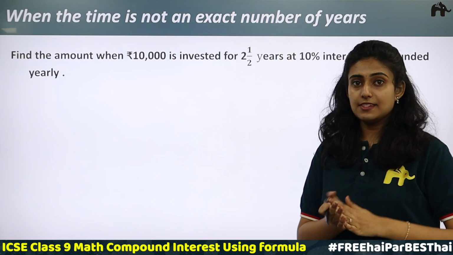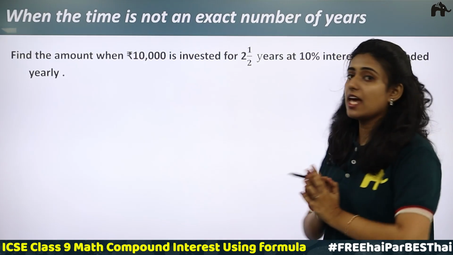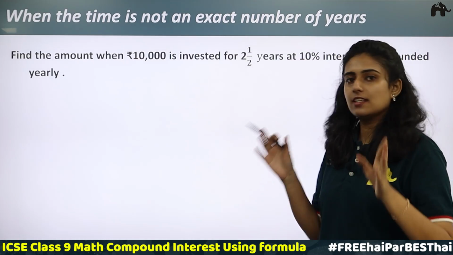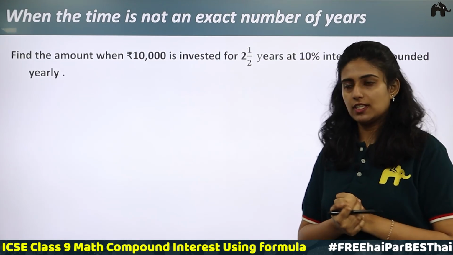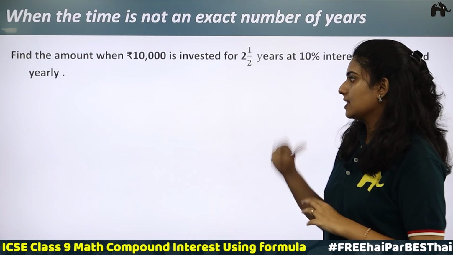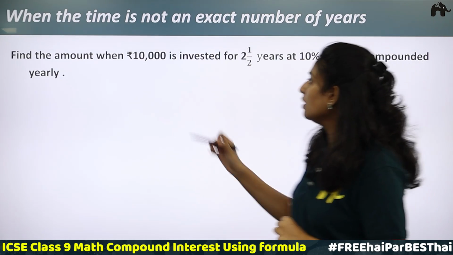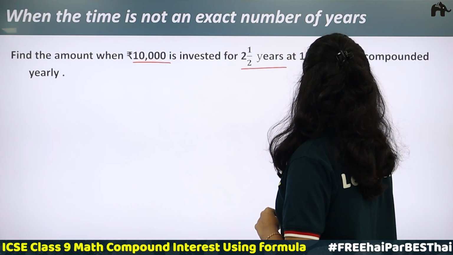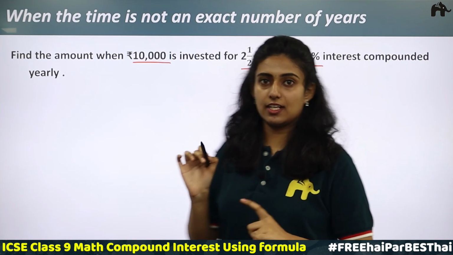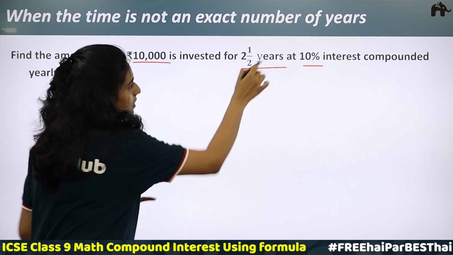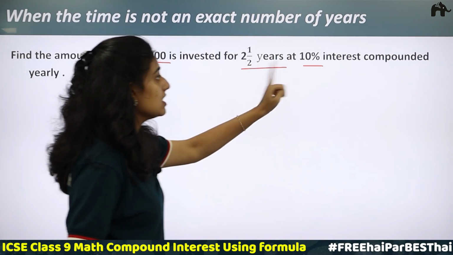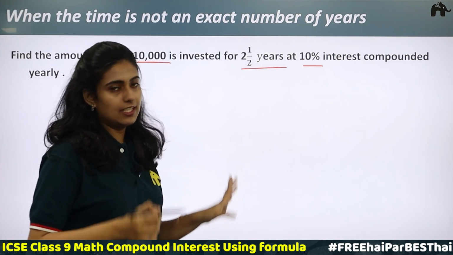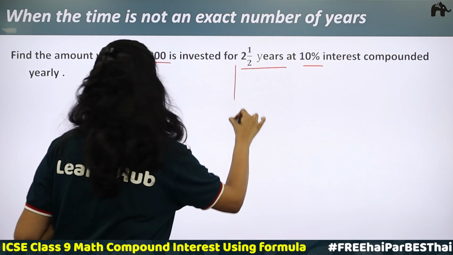So now the case is when the time is not an exact number, and the interest is being compounded yearly. In that case, we'll discuss how to find the compound interest and the amount. So here we'll take an example to understand. Find the amount when rupees 10,000 is invested for 2.5 years at 10% interest compounded yearly. So here the number of years given is 2.5 years, but the interest is not compounded half yearly, but is compounded yearly. In this case, we can find the amount.